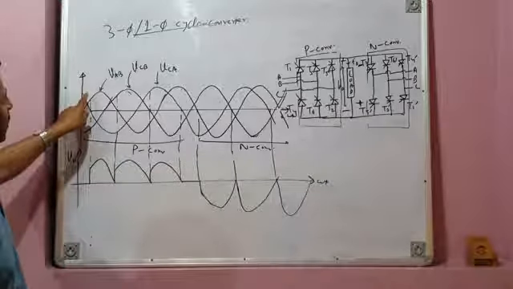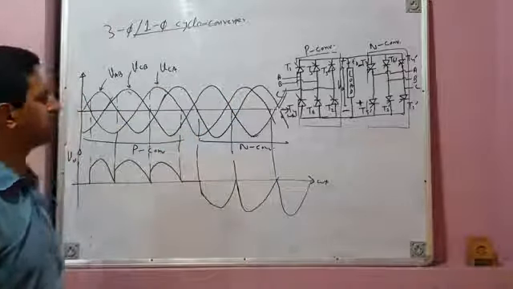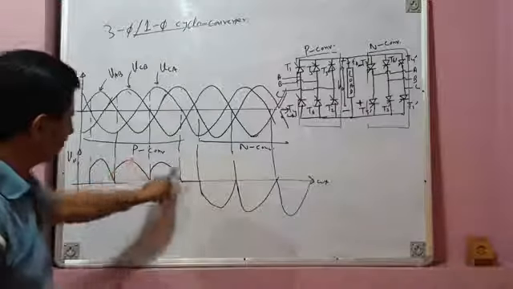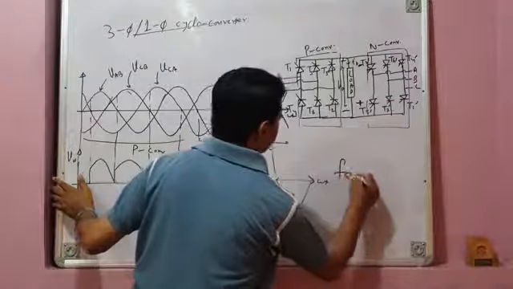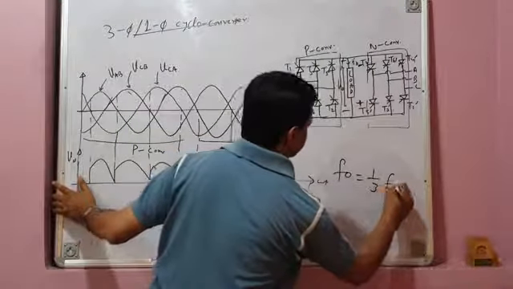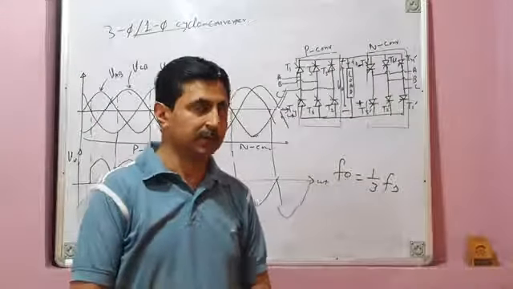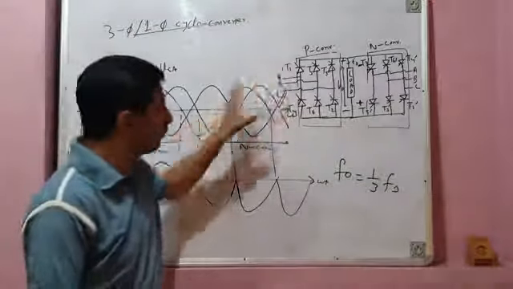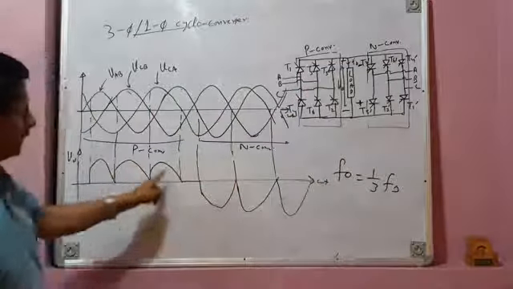So how many cycles does the source voltage have? 1, 2, 3. Source voltage is having 3 cycles and load voltage is having only 1 cycle. So here also, frequency of output is 1/3 times frequency of input. So therefore, you achieve the frequency control. But here, this is a 3-phase to single phase cyclo-converter. Input is 3-phase, but output is single phase.